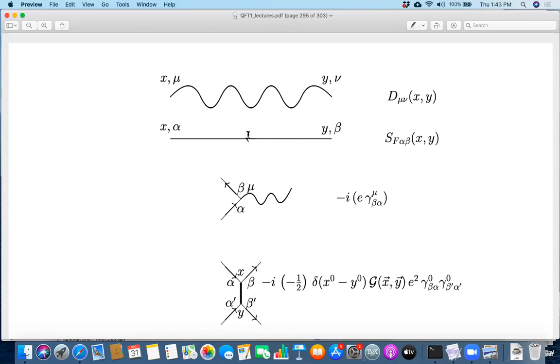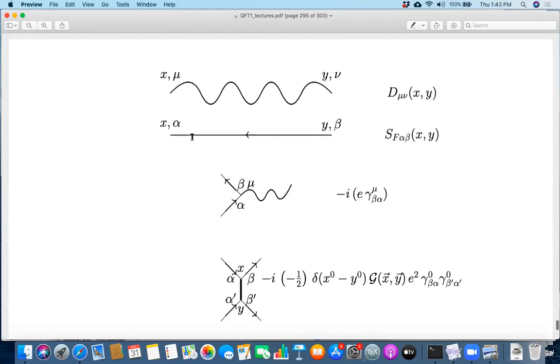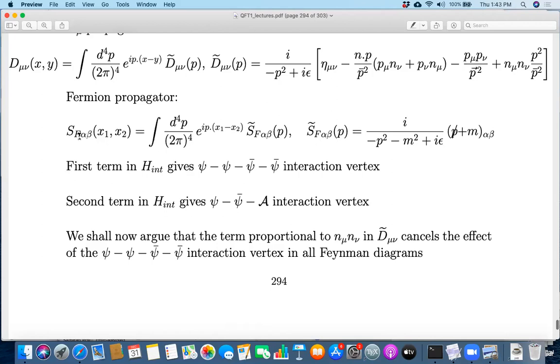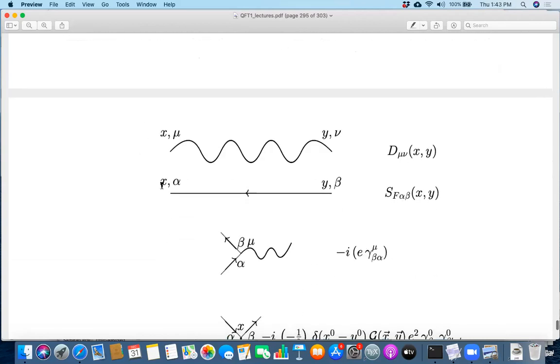Remember that arrow. The arrow is drawn in the convention that the direction towards which the arrow goes, that's the psi. And the direction from which the arrow comes, that's psi bar. So S F alpha beta was a psi psi bar propagator. In the free theory, this was the expectation value of psi alpha, psi bar beta, time ordered product. That's why the alpha index here is on the left, the beta index is on the right. S F, and the arrow goes from beta to alpha.